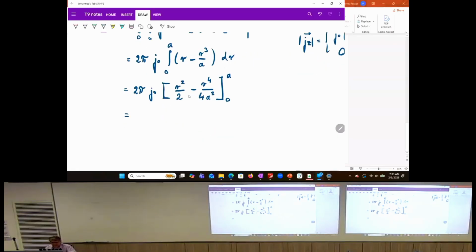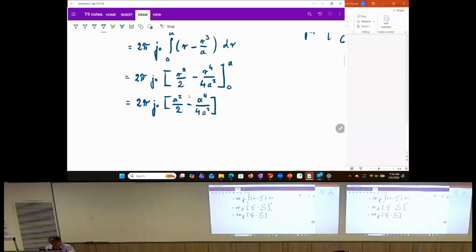And that is then 2 pi J0. We insert that for r: a squared over 2 minus a to the power of 4 divided by 4a squared. And if you look at that, you can take out here a squared and make this an a squared up there.